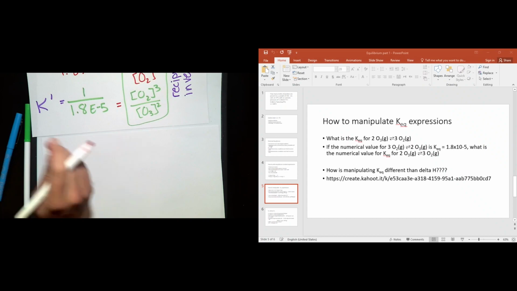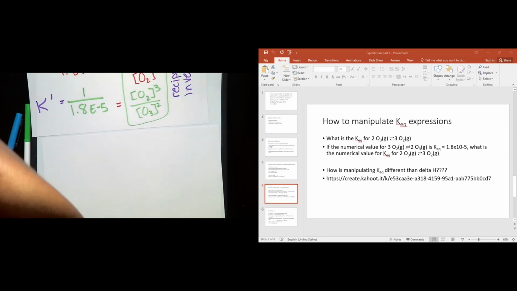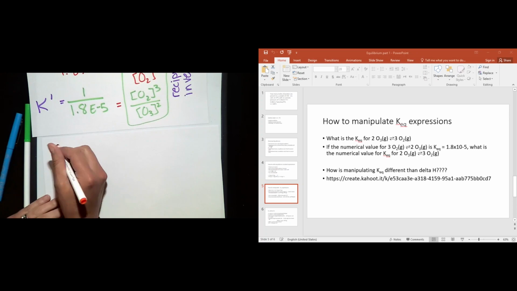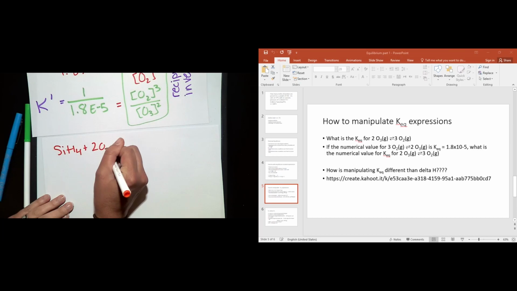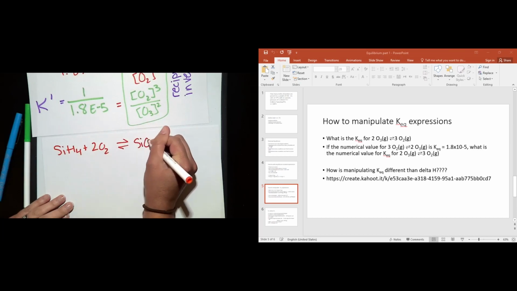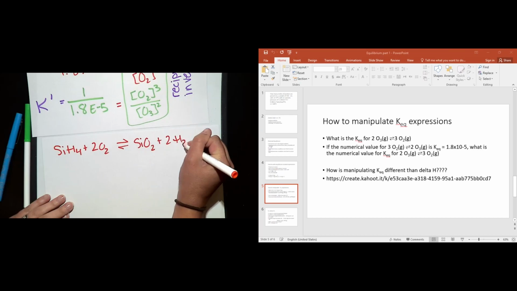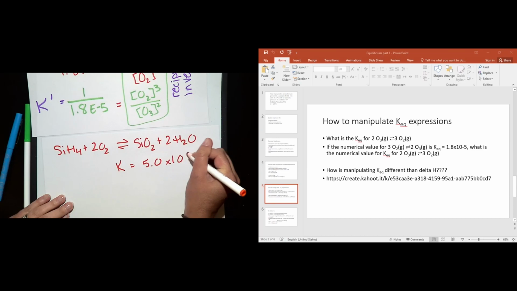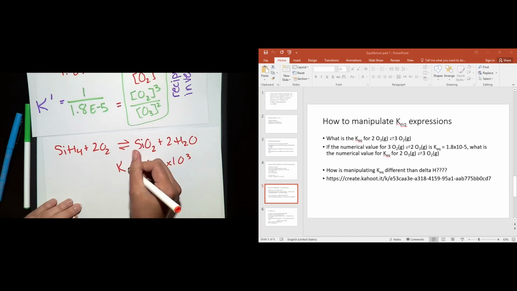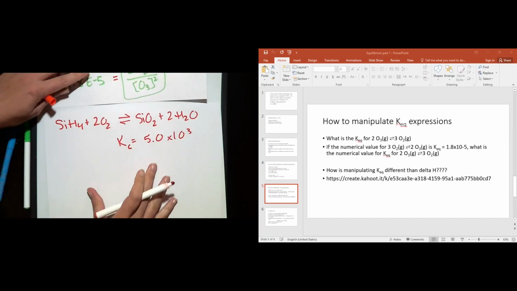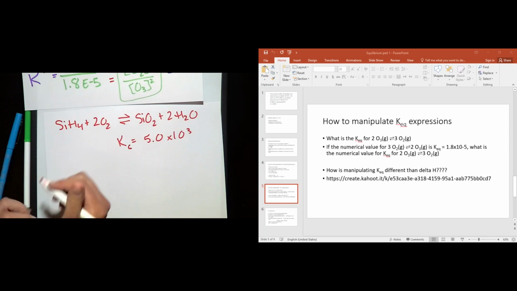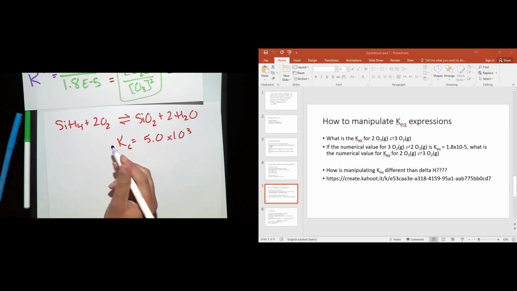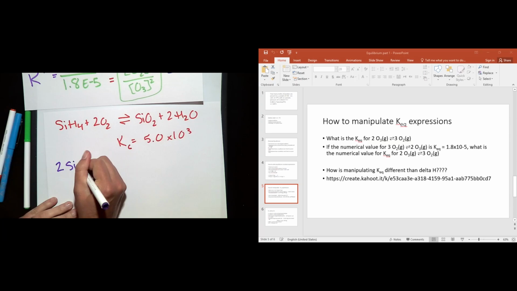Okay, so let me do one more. I'm going to use an example that we had earlier. So let's say we have this reaction. This is one that we used earlier in the slides. And let's say at this temperature we have a K value of 5 times 10 to the third. And let's just say it's a Kc. And you are asked to find the Kc for this reaction.